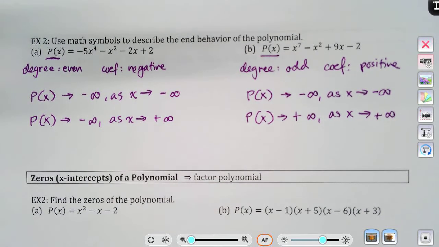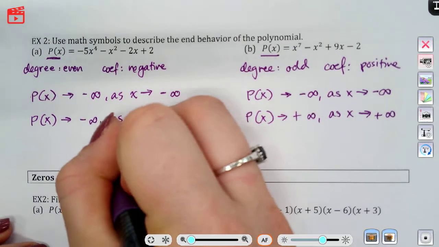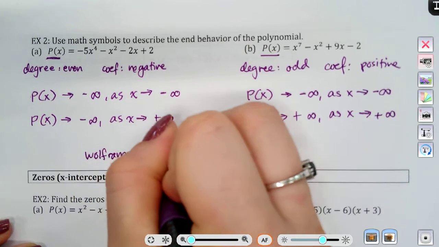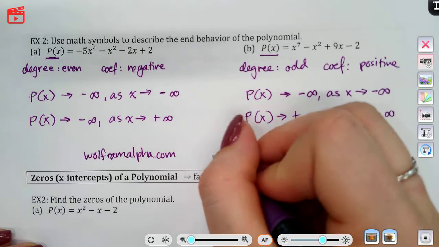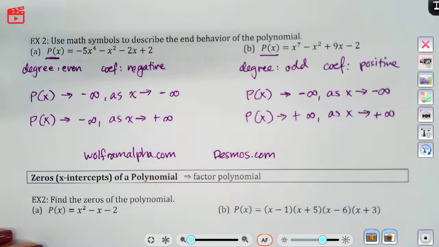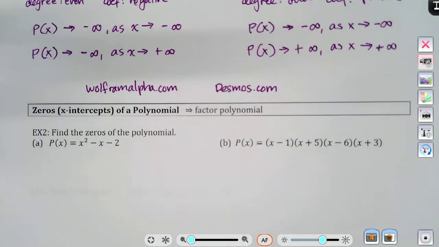And once again, you could plug those into your calculator or look on Wolfram Alpha or maybe Desmos. Those are two different ways that you can graph online. I'll go ahead and write those names there. WolframAlpha.com is a great site to go and plug things in, or Desmos.com. Two great sites to plug things in and see your graphing. Wolfram can even help you sometimes with solving problems.